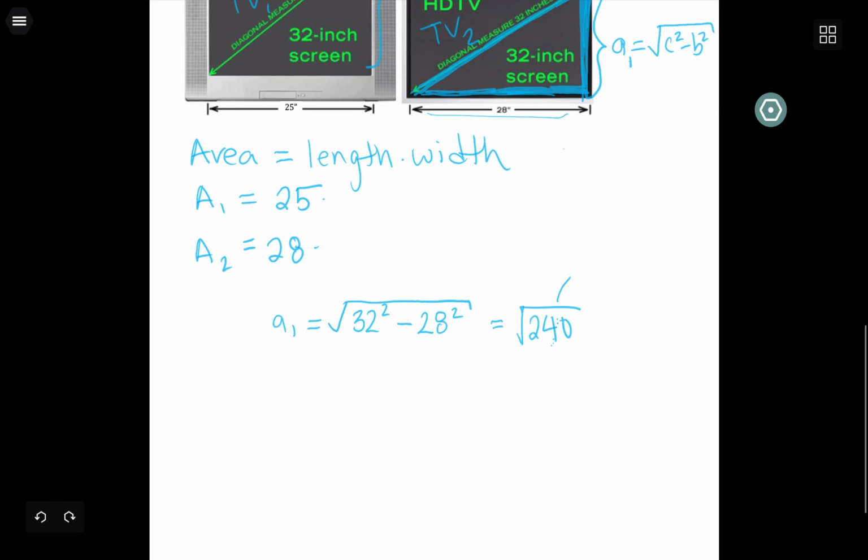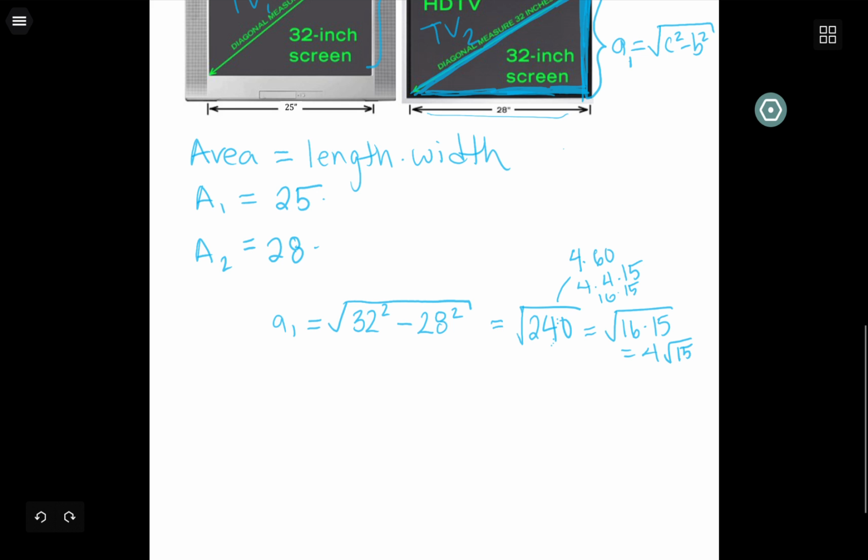Let's see, definitely 4 is a factor. 4 times 60. So I'm thinking we could even get another 4, right? 30. Yep, so 4 times 4 times 15. So it's like a 16 times 15 that I'm looking at. Okay, so I'm going to say that's the square root of 16 times 15, which is 4 root 15.